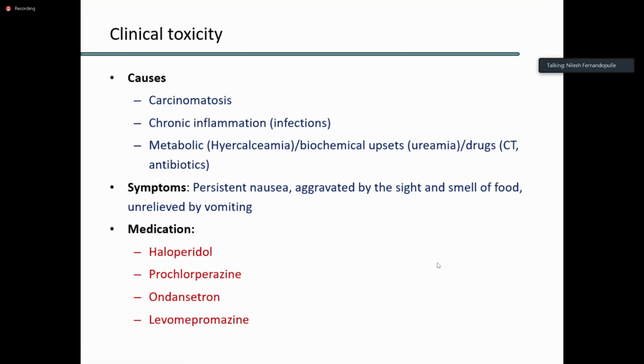And if you suspect that to be the cause, they have found that haloperidol, chlorpromazine, ondansetron, or levomepromazine are the drugs of choice for these kinds of symptoms. If you look at this, domperidone does not typically work for this patient. Although it might help, domperidone is not the drug of choice for these patients.